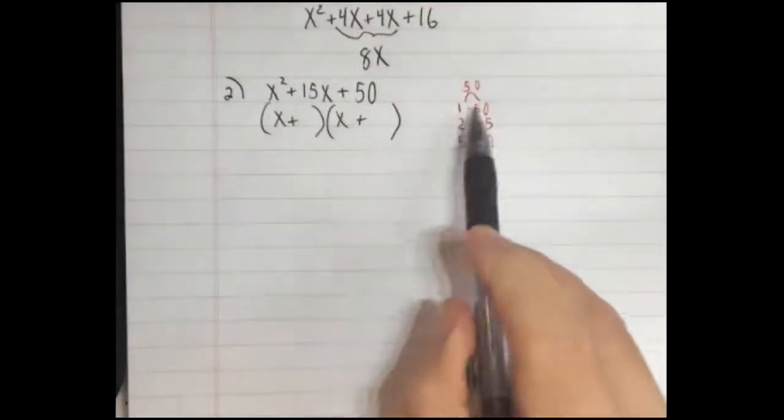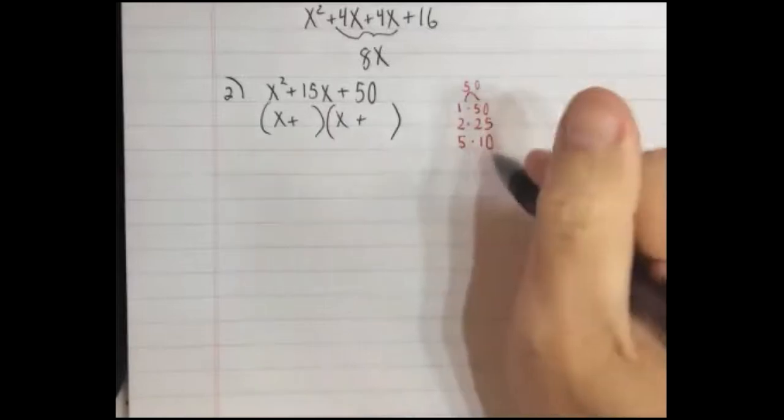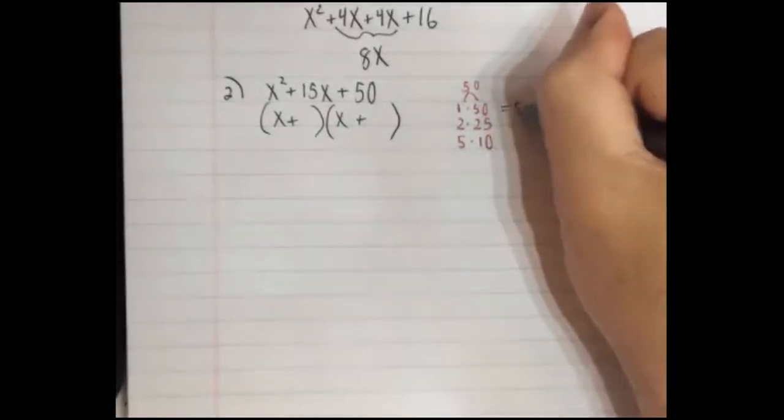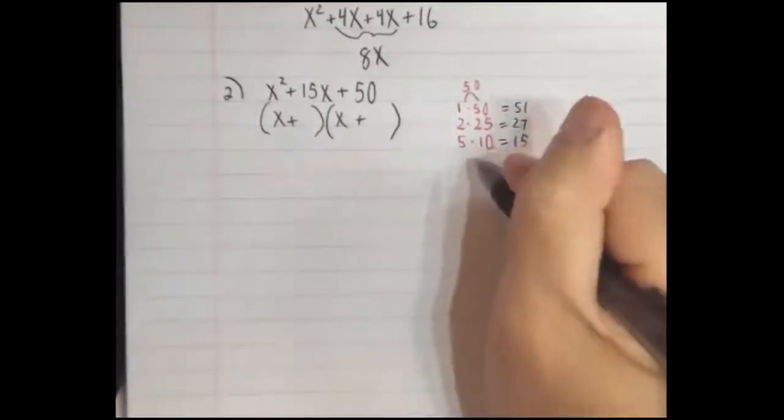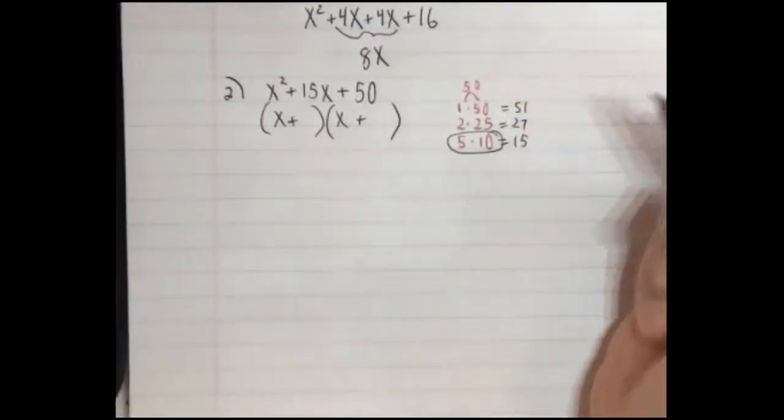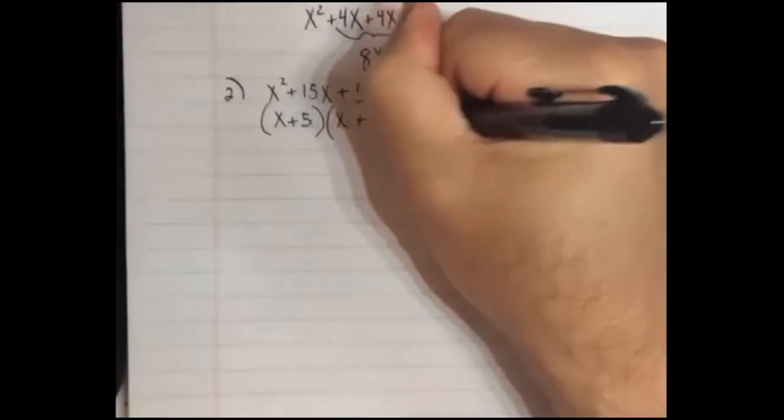And then which ones, when I add them together, give me 15? Okay, if I add these together, I get 51. This gives me 27. This gives me 15. So I know it's the 5 and the 10. I put the 5 and the 10 back.